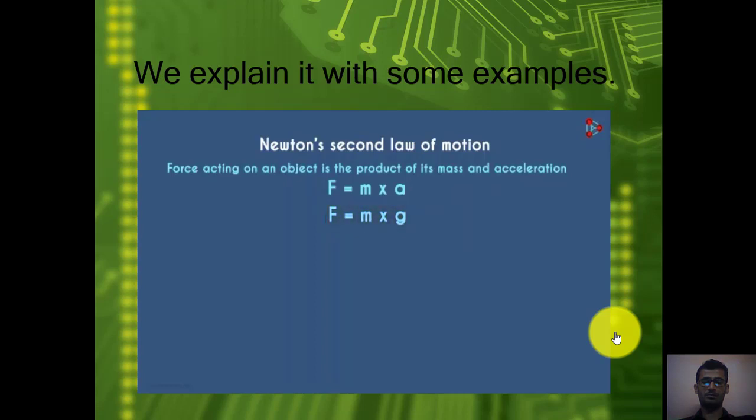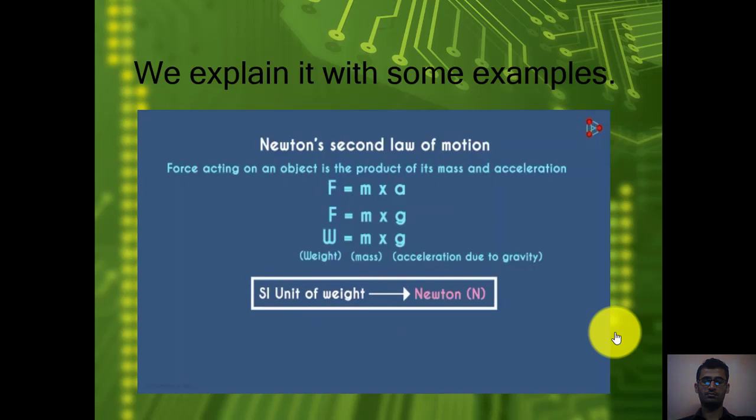So if we consider the weight of an object to be uppercase W, we can rewrite this equation as W equals m times g. So the weight of an object is the product of its mass and acceleration due to gravity. What will be the SI unit of weight? Can you guess? It will be the same as that of force, Newton.